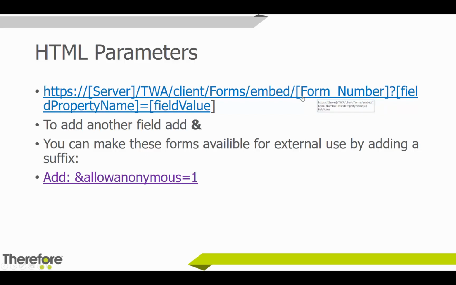Then you have to enter the form number, question mark, and then the field property name equals, and then whatever you want there to be. And of course, you can pre-populate numerous fields at once. To do this, you need to add an and sign, the ampersand, in between. And at the end, you can also add the allow anonymous suffix to make that field available for anonymous users.